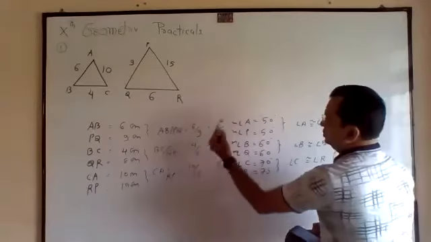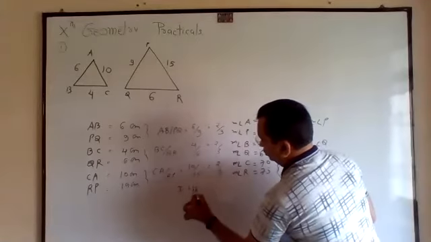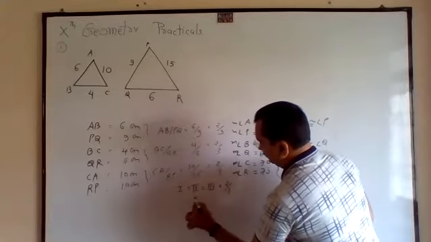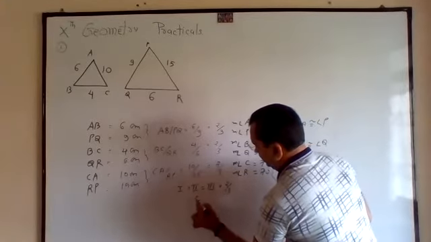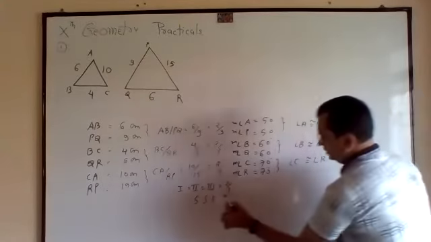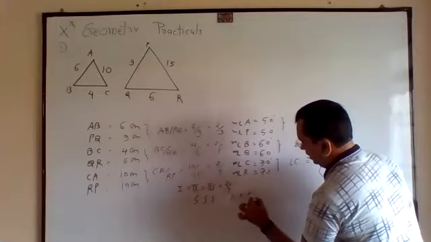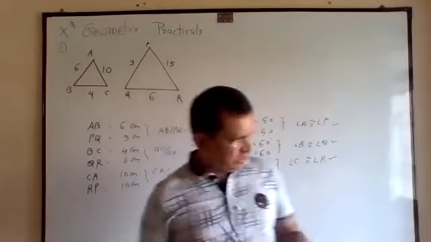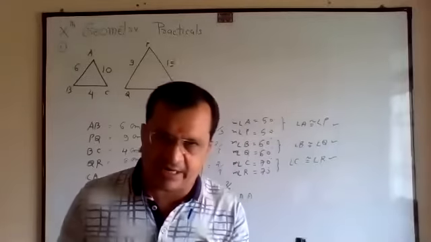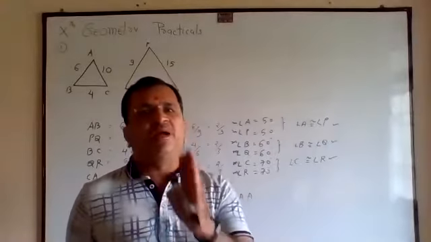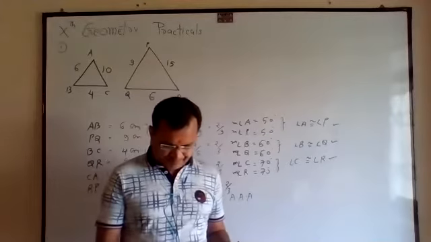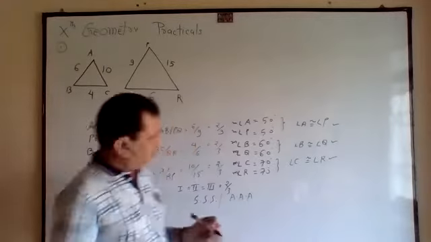So if first ratio is equal to second ratio is equal to third ratio is equal to 2 by 3, therefore it is by SSS also. All angles are congruent. That is why it is AA. You can write AA also. Why? Because if two angles of two triangles are congruent, automatically the third is congruent, because the sum of the three is 180.